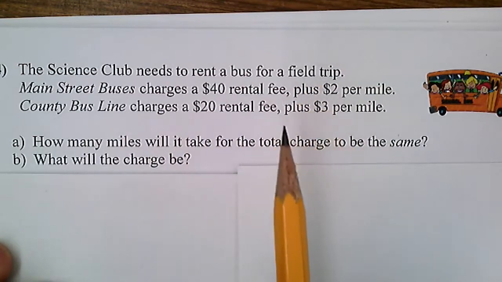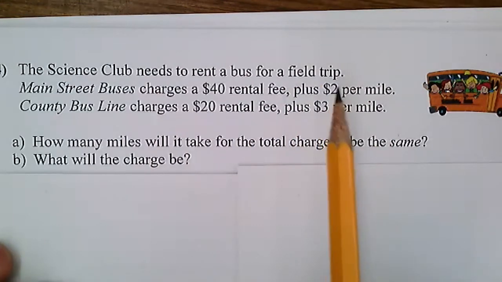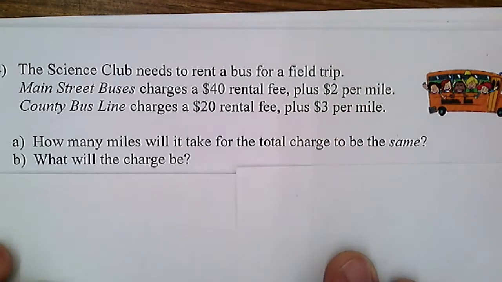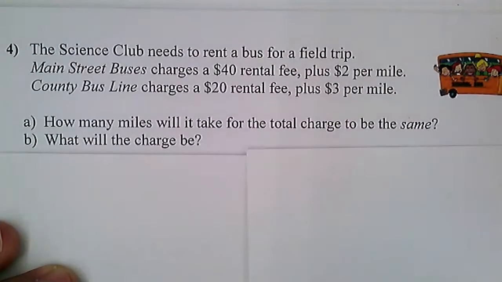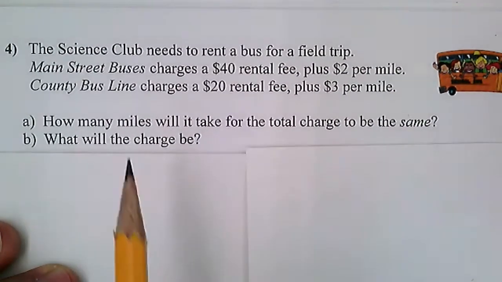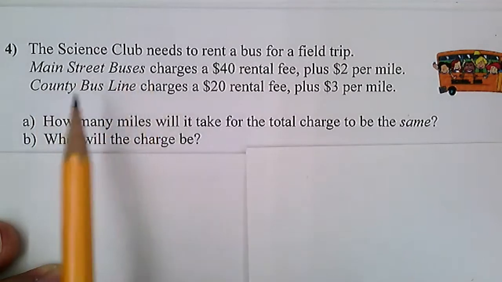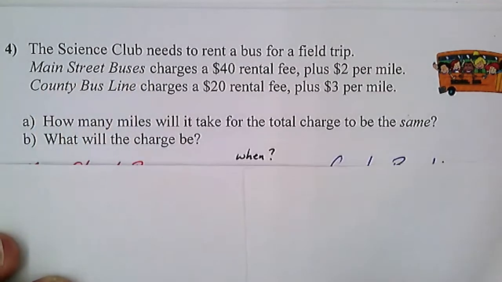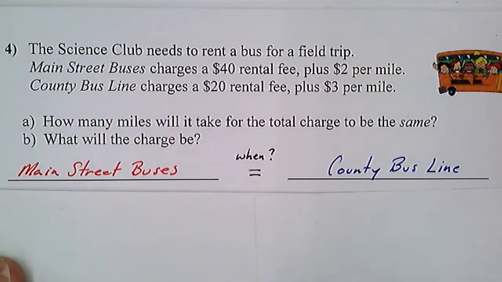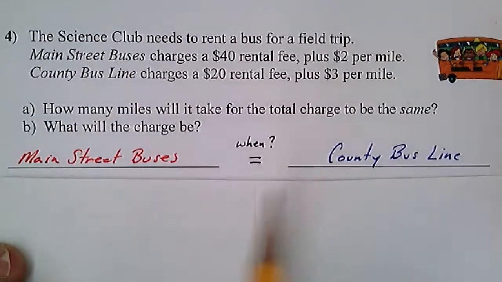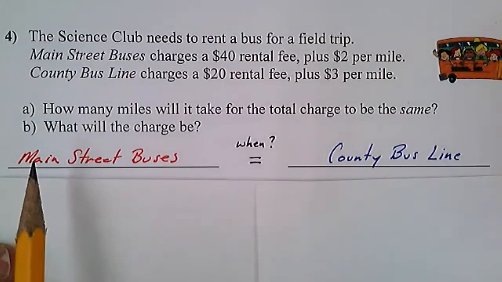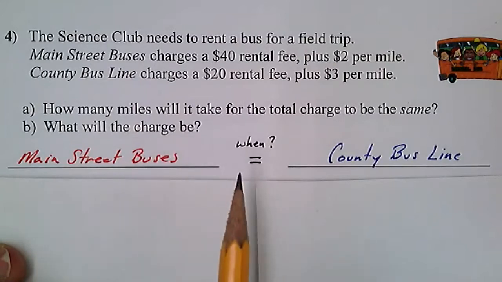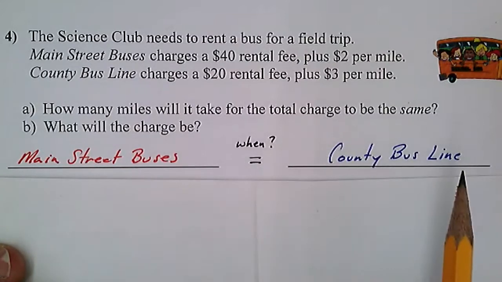So county bus line would be a lot less expensive if they only had to drive 1 mile. Okay, so we want to figure out, when will the prices be the same? Because this one's only $2 a mile and this is $3 a mile. The way you do this is we're going to set up a 3-box strategy, but we're going to do this for both of the companies. And we want to figure out, when will Main Street buses be equal to county bus line?